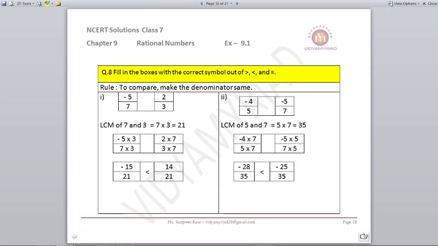If I do that, we get minus 15 upon 21 and 14 upon 21. Negative will always be smaller. One number is negative, one number is positive. 14 will always be the bigger number.